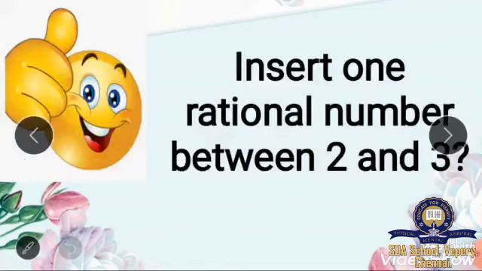Okay, now can you guess what number is between 2 and 3? Say any one rational number in between 2 and 3. Yes, according to the previous condition, when we add 2 and 3, we get 5. So 5 by 2 is also a rational number. Okay.